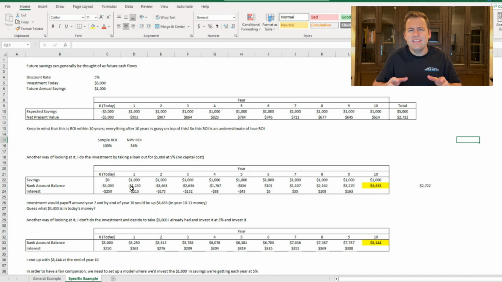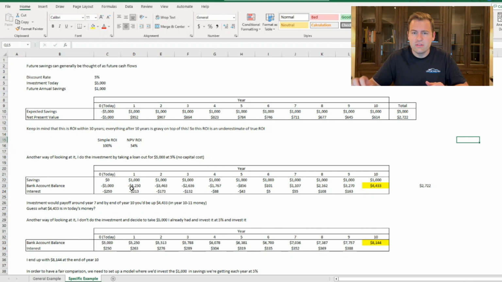Now we're on the second tab of our net present value example Excel worksheet, and we're going to take a look at a real investment that we might consider. So there's actually a cost to consider in this case, and we have some forecasted future cash flows or future savings, and we're going to determine whether this investment is a positive ROI.